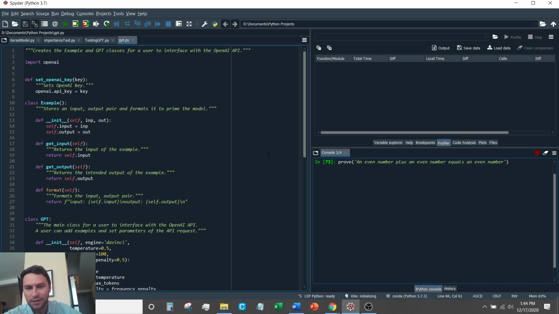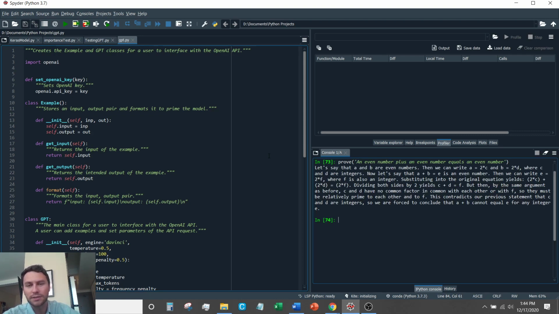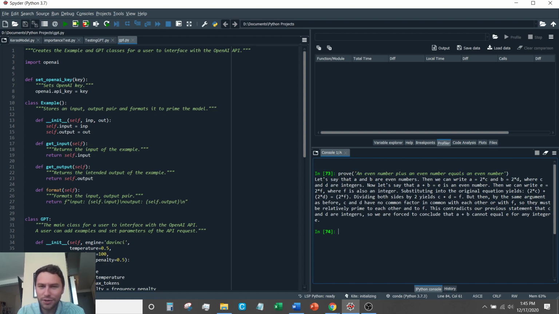So again, this is essentially a model that I primed with several proofs and theorems to kind of give it an idea how to answer these. So usually the results are pretty funny and not super accurate, but let's see what it says here. So let's say that A and B are even numbers. We can write that A equals 2C and B equals 2D. Okay, so accurate so far. Where C and D are integers, yep.